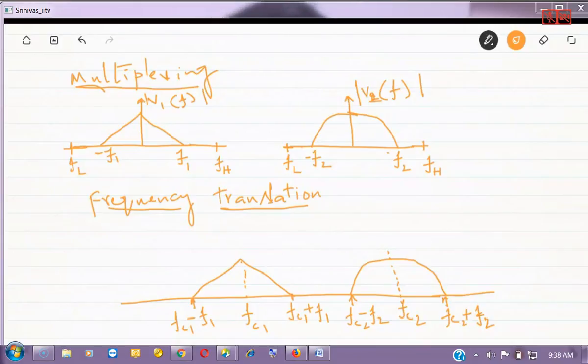So this is the frequency axis, right? We have two signals here, one is V1 of F, another is V2 of F in the frequency domain. And they are occupying the same frequency range. If we transmit them as they are, of course, one difficulty is the antenna. Even forgetting about the antenna difficulty, if we transmit them as they are, they interfere with each other.